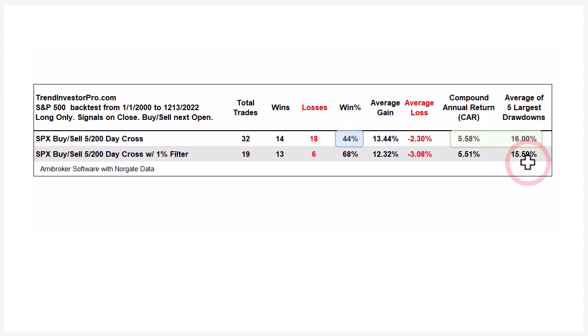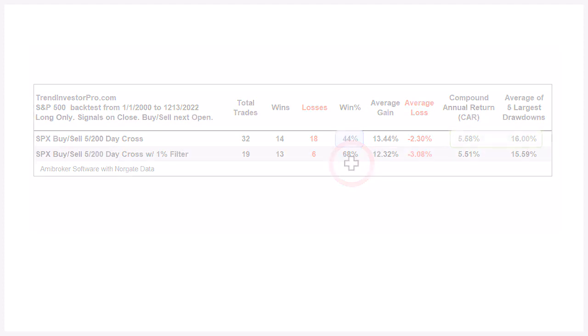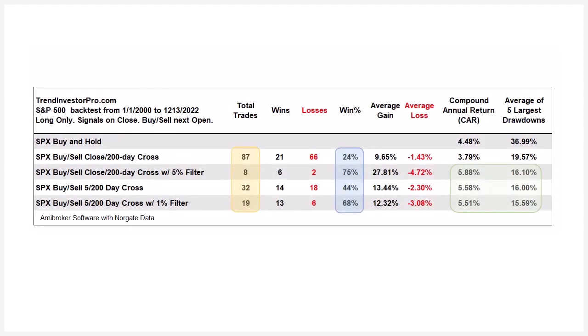So these systems are relatively equal, but you have to give it to the 1% filter because of the higher win rate and the fewer whipsaws. That's what we want. Fewer whipsaws and higher win rates will make it easier to trade your system. So now let's look at these strategies and see how they compare against each other.